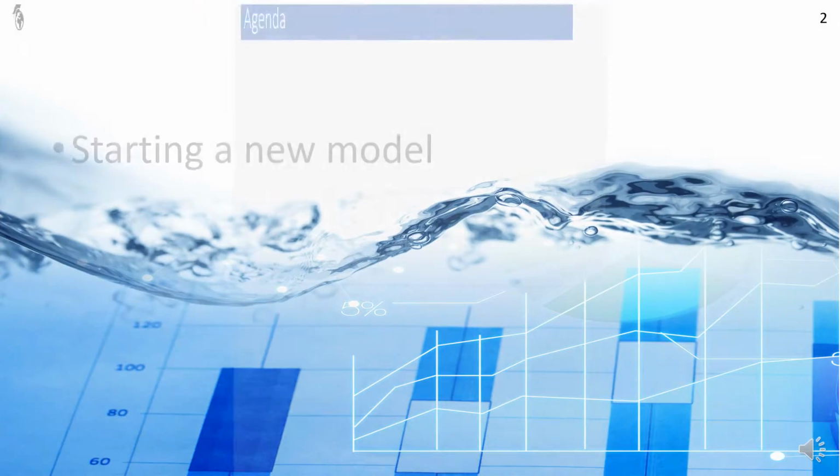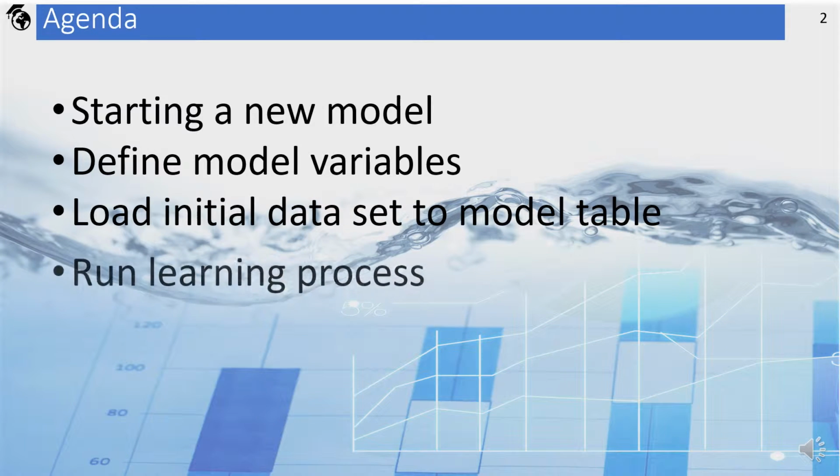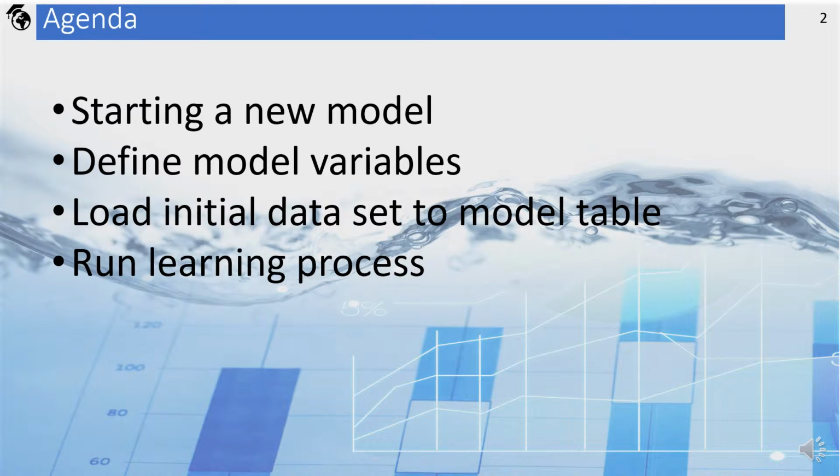This video has 4 sections. The first deals with how to start a new model. The second deals with how to define a model's variables. The third is about how to load an initial data set into the model's table. And the last is about how to run the learning process which creates the model's basic statistics.